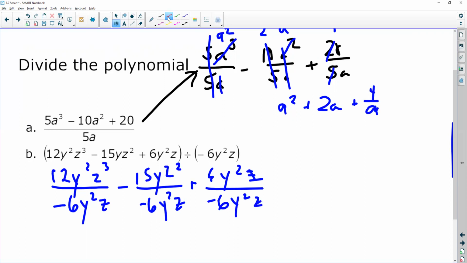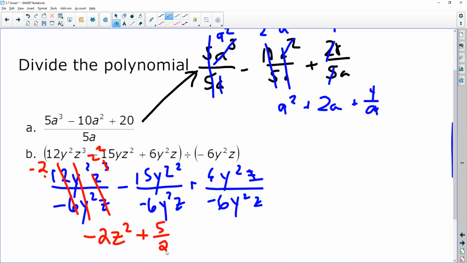All right, so now I'm going to simplify. Negative 6 goes into 12, that's negative 2. Y squared and y squared cancel. Z cubed and z on the bottom become z squared. So that becomes negative 2z squared. Negative 6 and 15, well, 6 doesn't go cleanly into 15, so it simplifies. They're both divisible by 3. Negative and negative is positive, so I get positive 5 over 2.